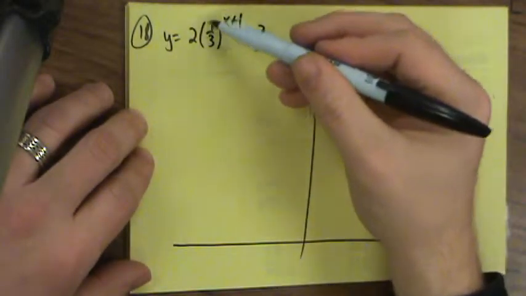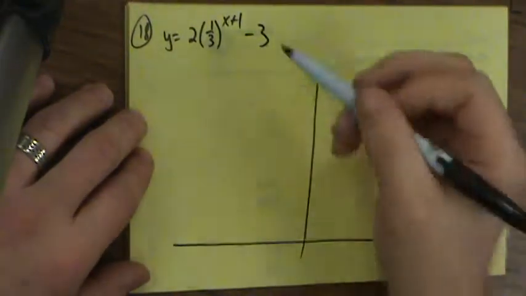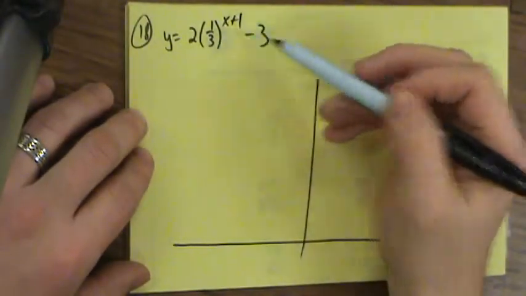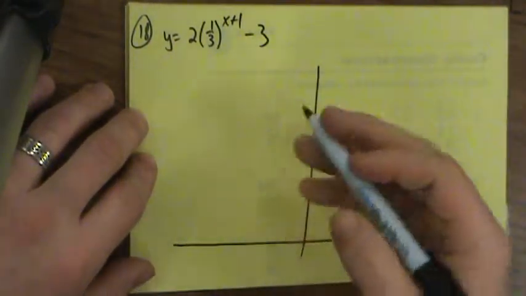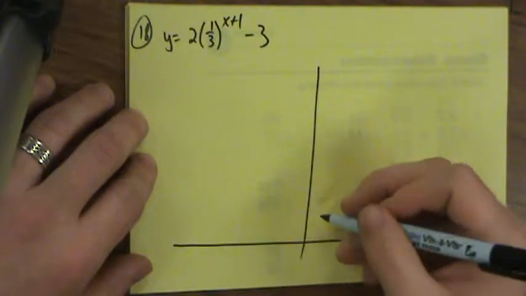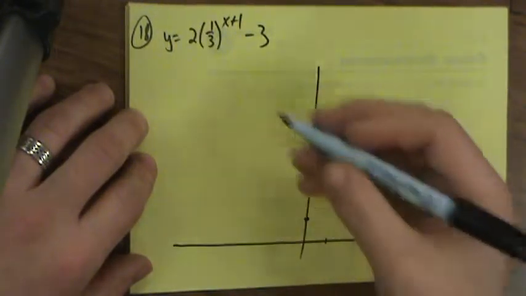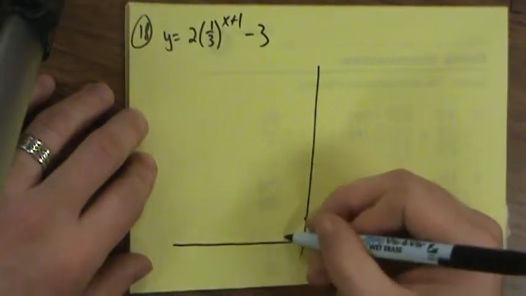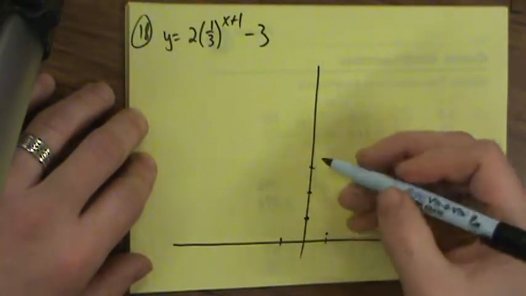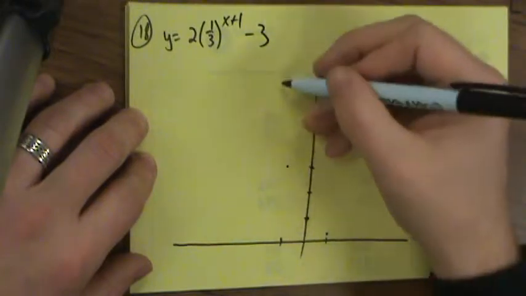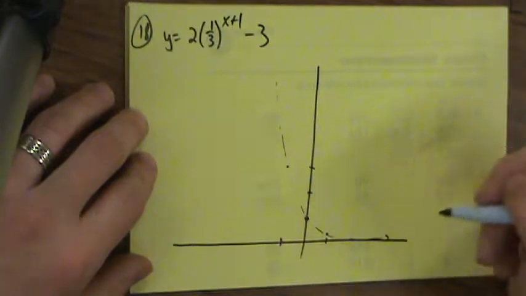Graph this basic guy here. And, well, let's just do 1/3 to the x, and then we'll adjust it with the plus 1, right? Okay. So 1/3 to the x, we've already learned this. This is going to be 0, 1 is going to be a key point, 1, the number, 1/3, and then negative 1, the reciprocal of the number. The reciprocal of 1/3 would be 3. So here's our basic floor model, this function.